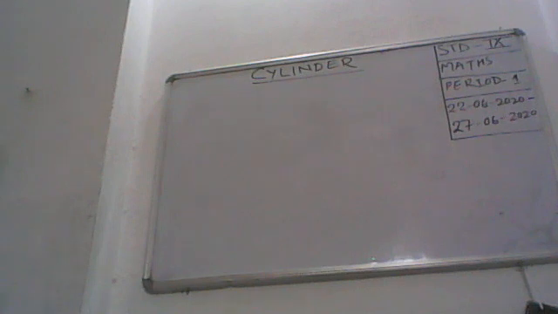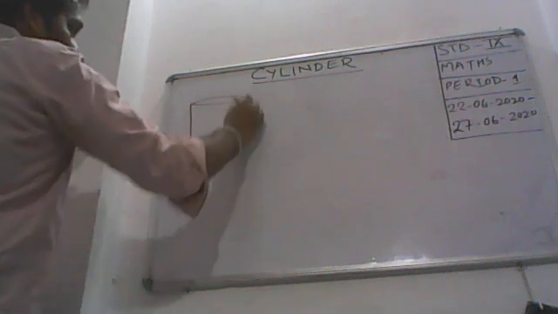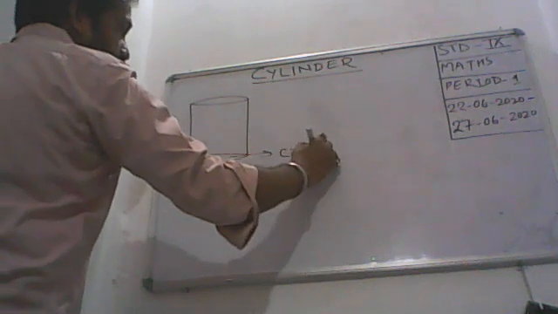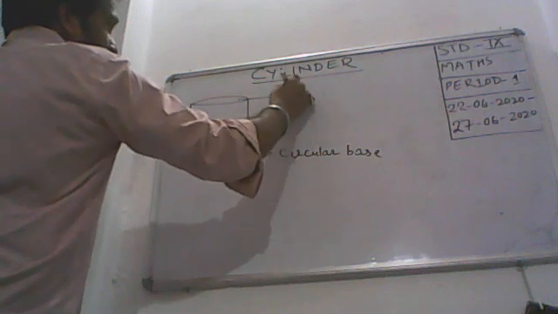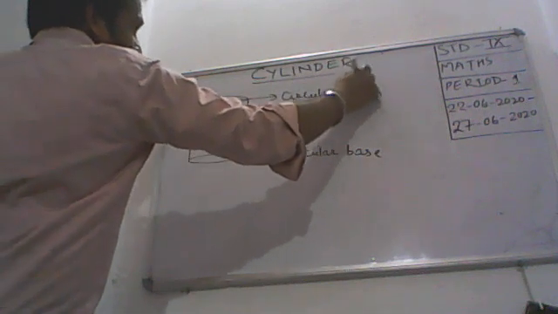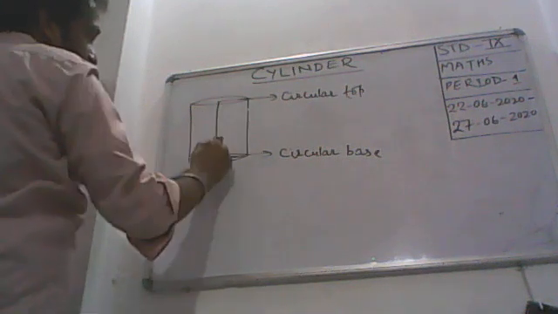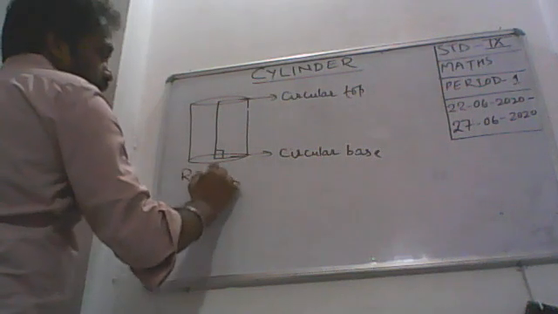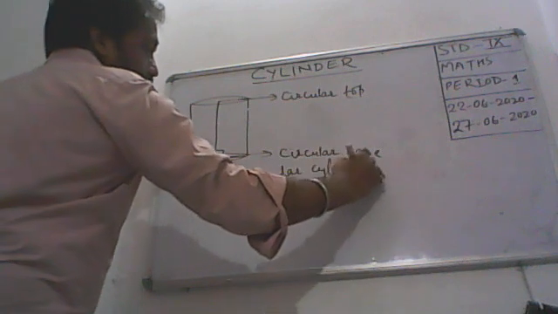So today our topic of discussion is cylinder, and you already know what a cylinder is. This type of shape is called a cylinder. There will be a circular base and a circular top, and this distance will be perpendicular here. So this one is called a right circular cylinder.